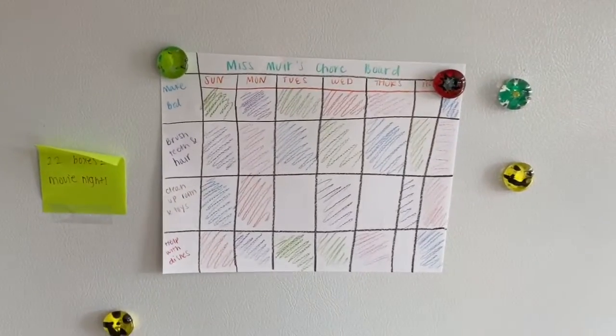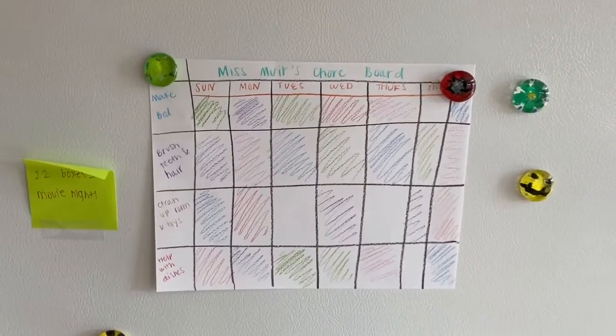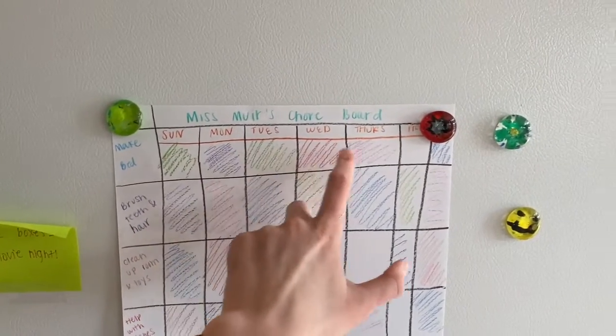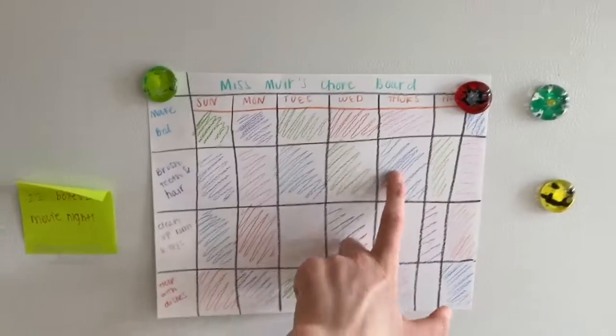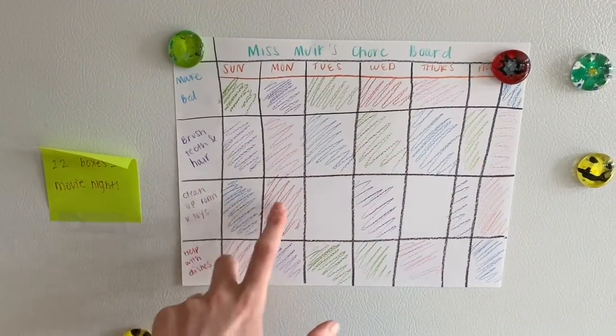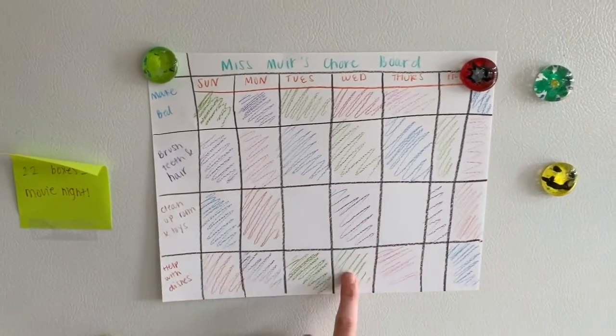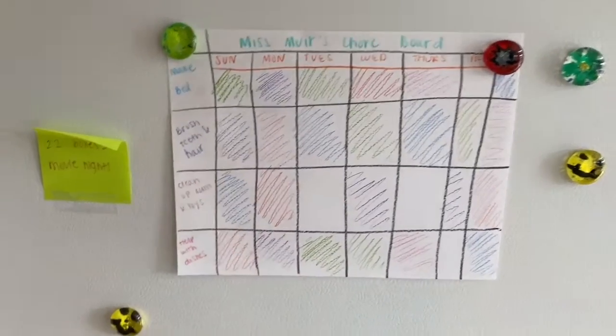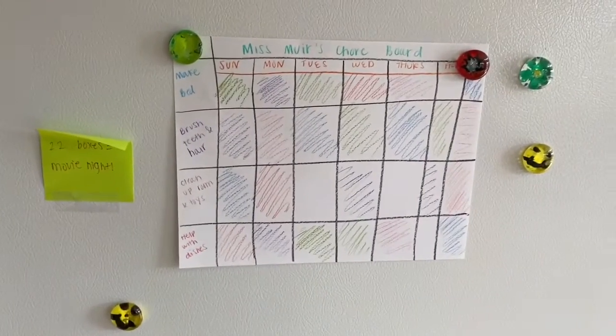Okay, so here's an example of a completed chore chart. You can see that I filled in 1, 2, 3, 4, 5, 6, 7, 8, 9, 10, 11, 12, 13, 14, 15, 16, 17, 18, 19, 20, 21, 22, 23, 24 boxes on my chore chart, which means I get to have a movie night at the end of the week.